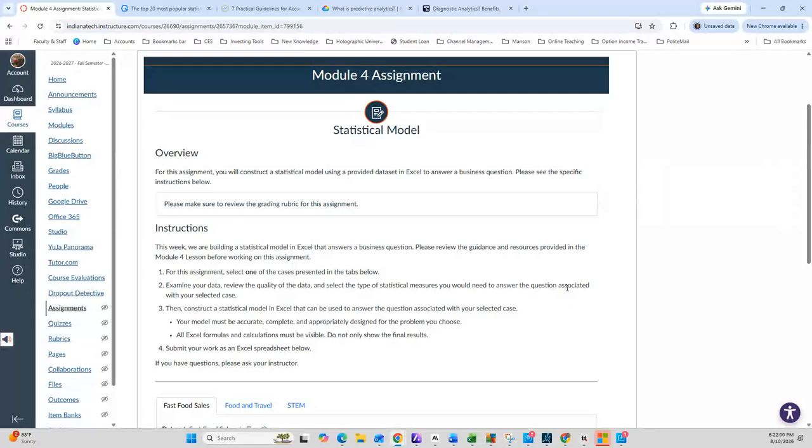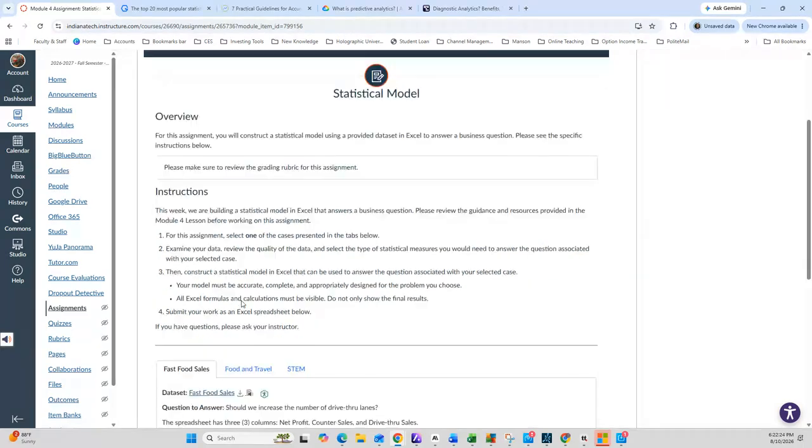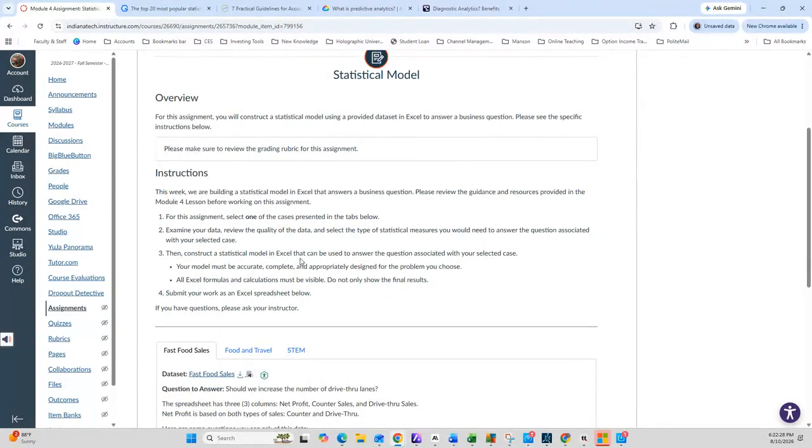For this assignment, select one of the cases presented in the tab. So we got 3 cases here. 1, 2, 3. Okay. Examine your data for whichever case you pick. Review the quality of the data and select the type of statistical measure you would need to answer the question associated with your selected case. Then construct a statistical model in Excel that can be used to answer the question associated with your selected case. Your model must be accurate, complete, and appropriately designed for the problem you choose. All Excel formulas and calculations must be visible. Do not only show the final result. And the way you do that is, you put your formulas in there. That's showing your work in Excel.